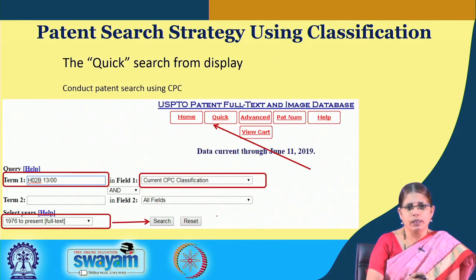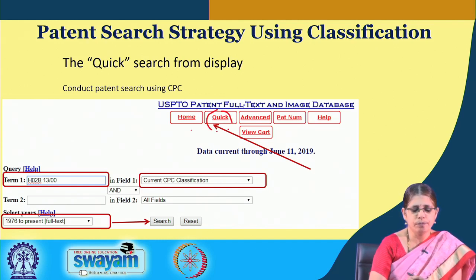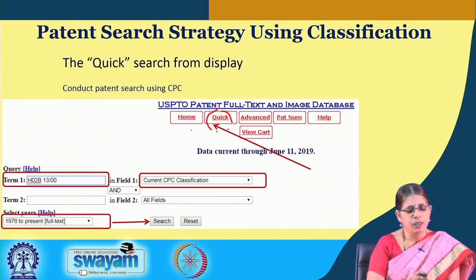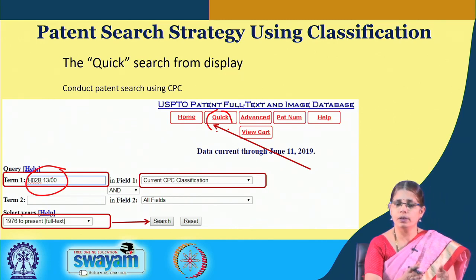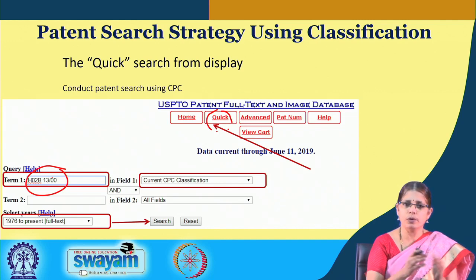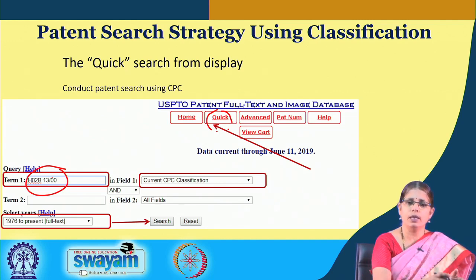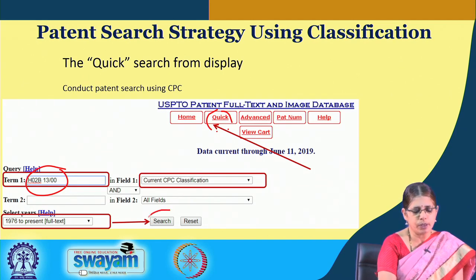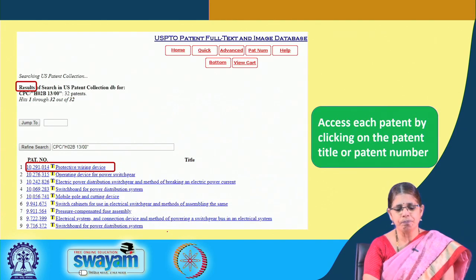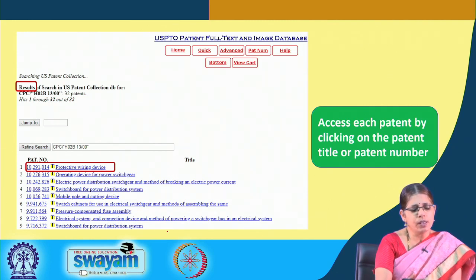Another way to look at classification search is to use the quick search button, which is available as a link. Herein you can provide the specific classification code. Remember, we have looked at the different individual classes and the subclasses. So, for instance, if you are looking at just the arrangement of switchgears, one can pick up that particular code and input that into the query data. You can also select the type of classification that you are looking at and also the database, and hit the search button to get the details. So, this is how you can get the results of the entire set of patents.